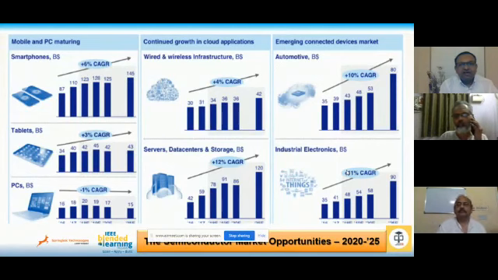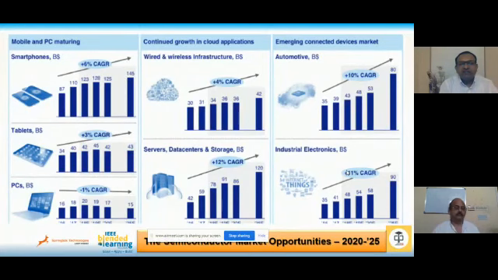The next segment is the continued growth in cloud applications. Everything is going to be on the cloud, and applications are going to be sourced in the cloud and accessed by the edge devices that we use today. And here we have the wired and wireless infrastructure market growing at an annual 4% growth of revenue. The servers, data center and storage are growing at a very brisk pace, at about 12% CAGR. That is the second major market as we envision.